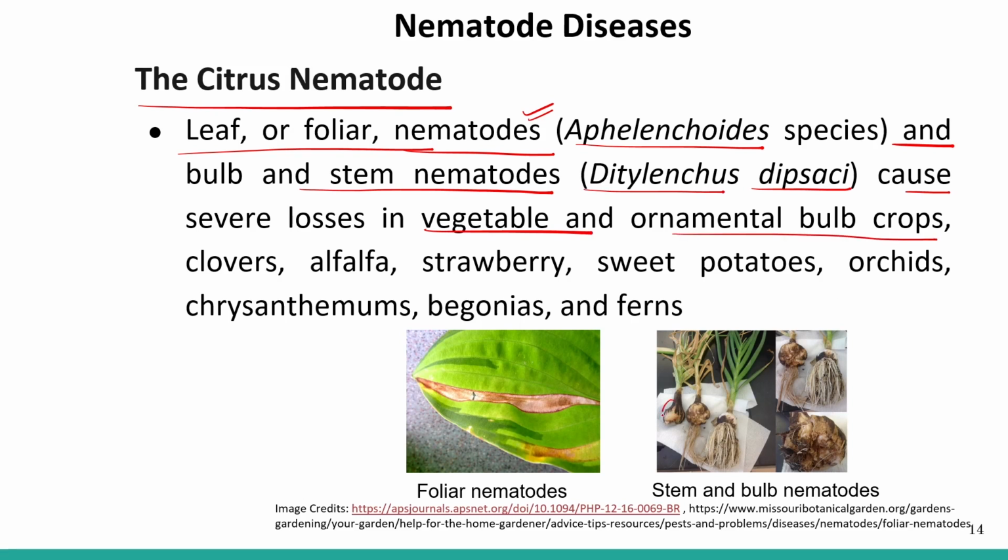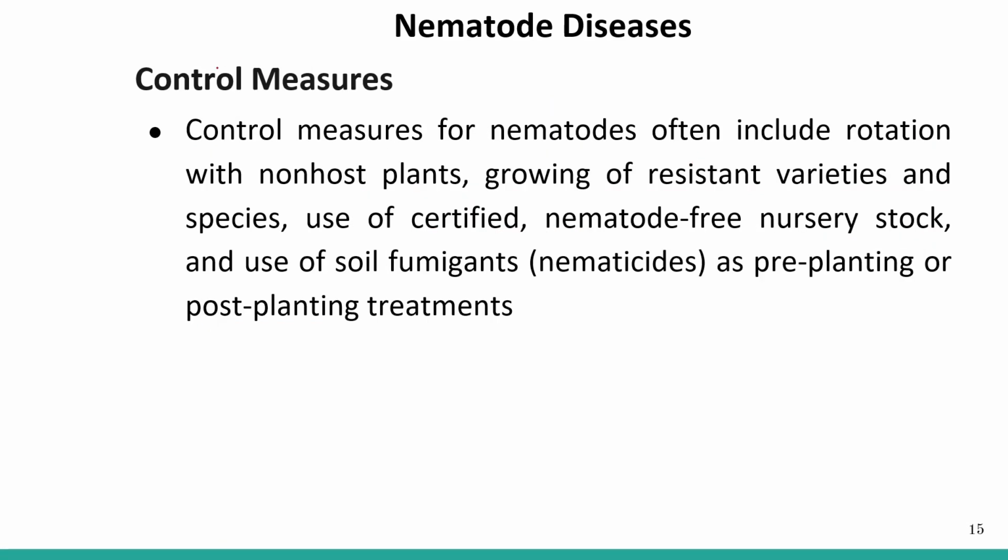Here you can see the bulb crops get infected with the nematodes. Clovers, alfalfa, strawberry, sweet potato, orchids, chrysanthemum, begonias, and some fern species also get infected with this nematode, that is Aphelenchoides species and Ditylenchus dipsaci species. Now, what are the control measures? How to control these nematodes?